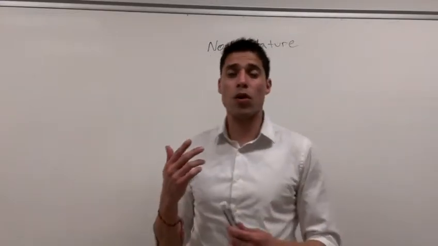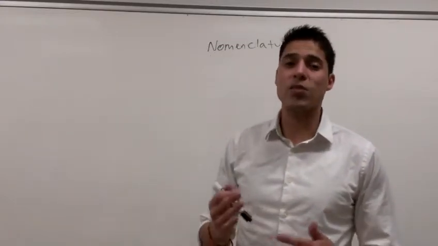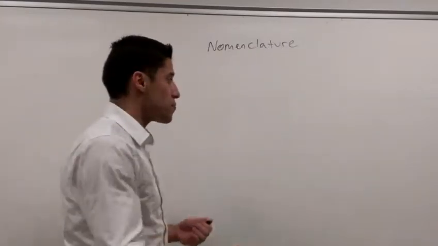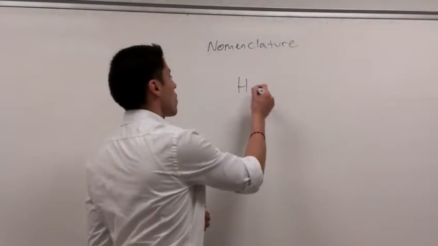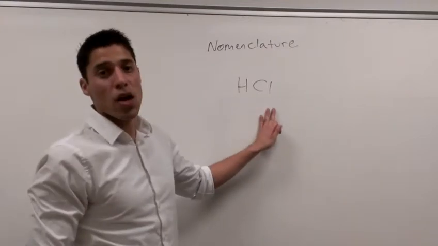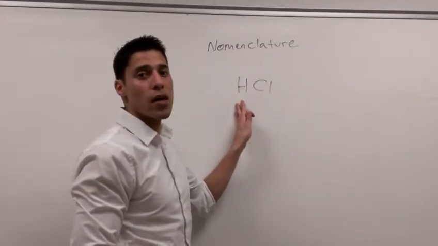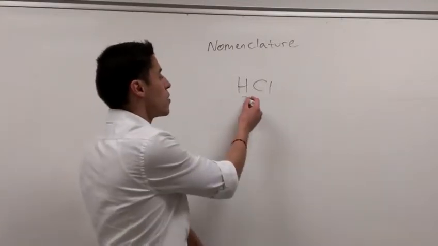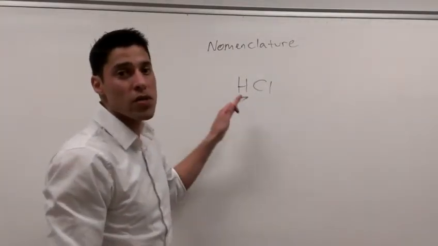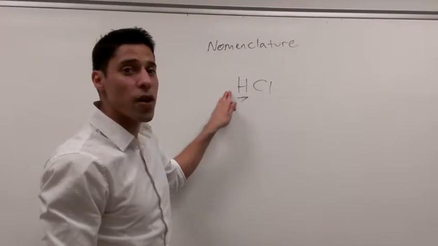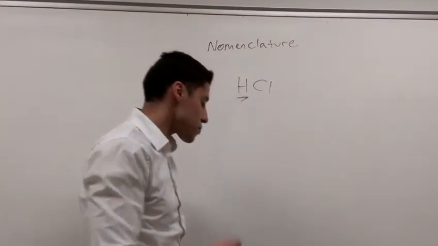So first we'll learn how to name binary acids, and that's basically going to be acids without an oxygen. So remember, we're using the Brønsted-Lowry definition of an acid, which basically means it's going to have an H. So if you ever see a compound with an H in front of it, it's an acid.